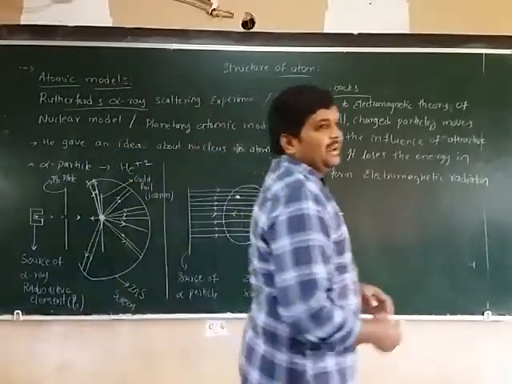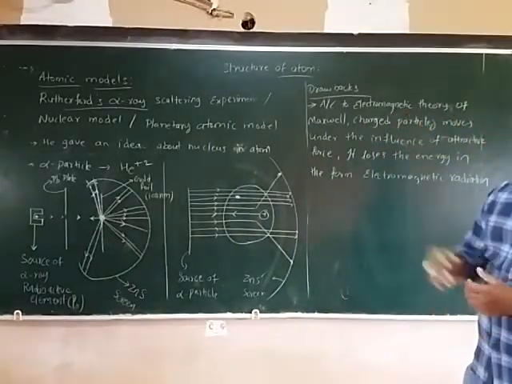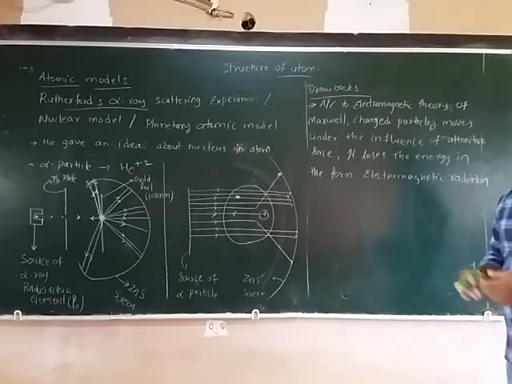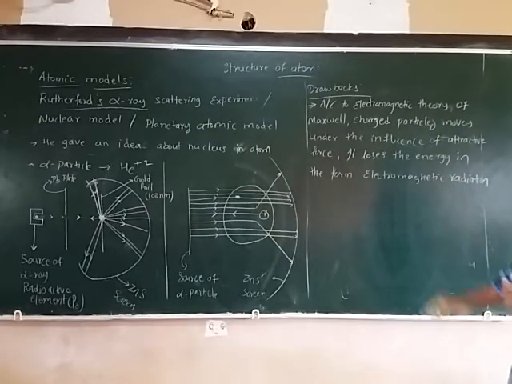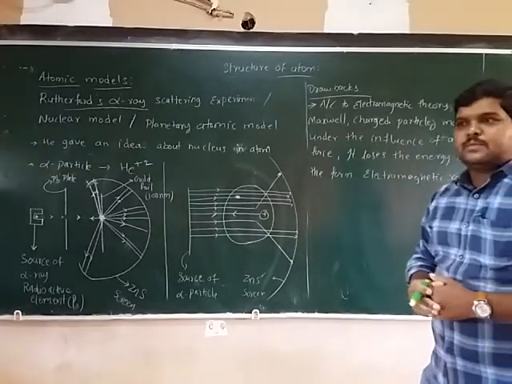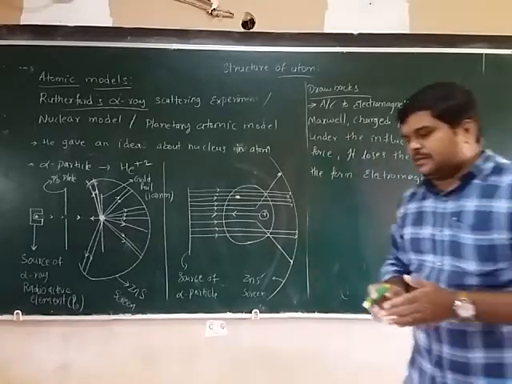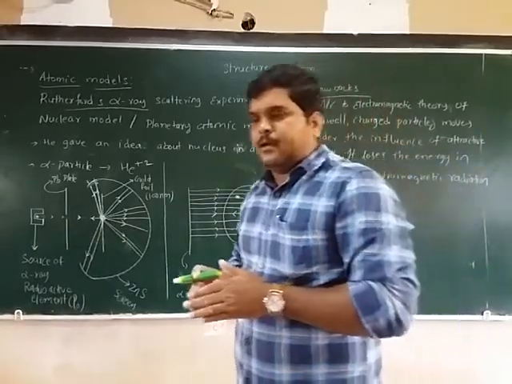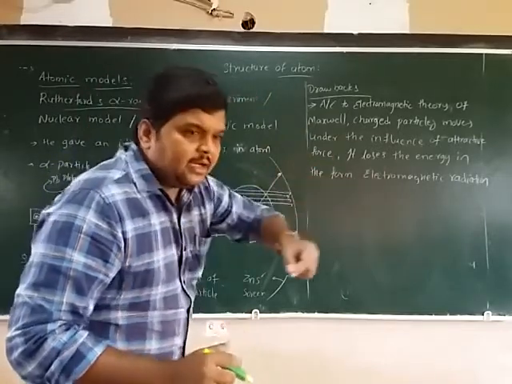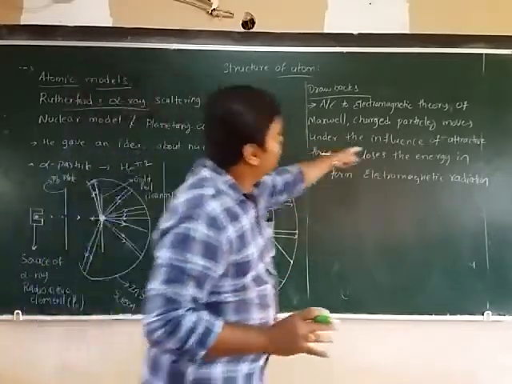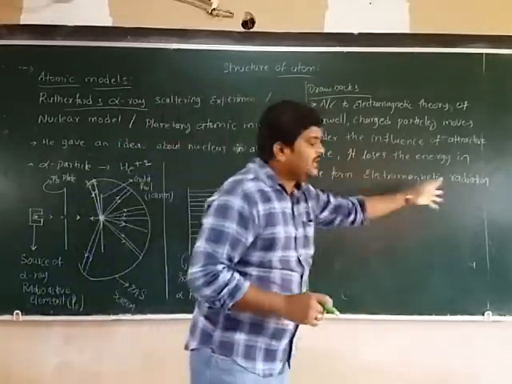Okay, what are the main drawbacks or limitations of Rutherford's alpha ray scattering experiment? According to Maxwell's electromagnetic theory, if any charged particle moves under the influence of an attractive force, it loses energy in the form of electromagnetic radiation. What we are trying to say is that any charged body moving under the influence of an attractive force has to lose energy in the form of electromagnetic radiation.